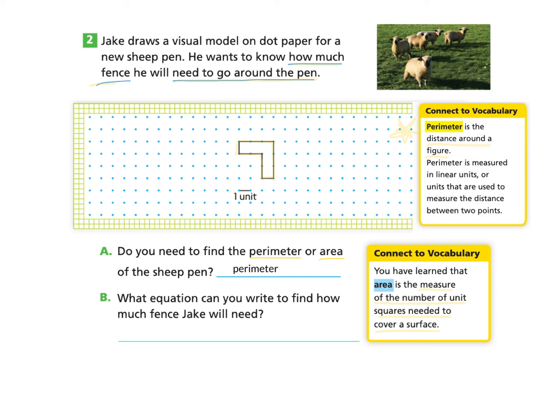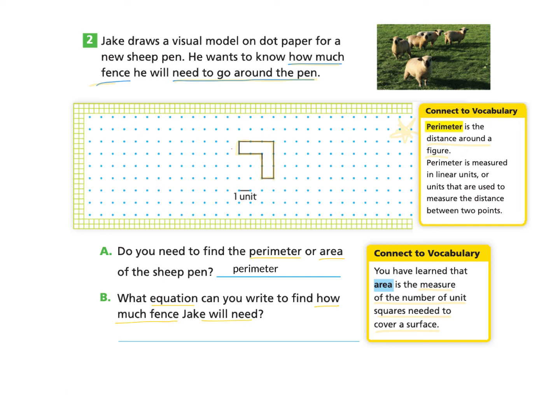Let's take a look at part B. What equation can you write to find how much fence Jake will need? We are looking for the distance around, and just like before, we're going to find the number of units on each side, and then we're going to put those together. When we put them together, we will be adding that information. It'll be an addition problem. If you'd like to pause and count the sides yourself and come back to check, you may do so, or follow along with me.